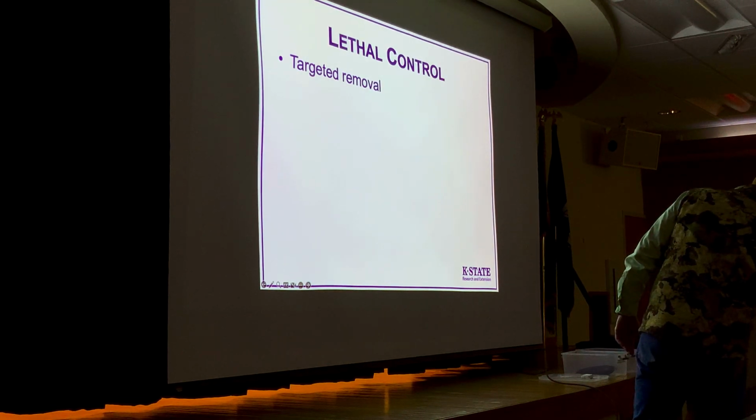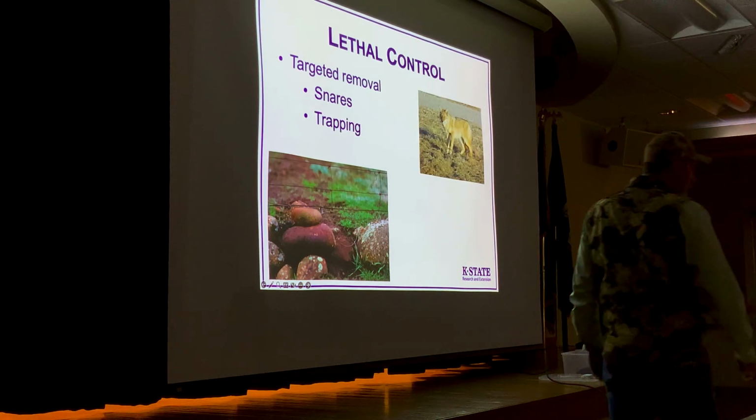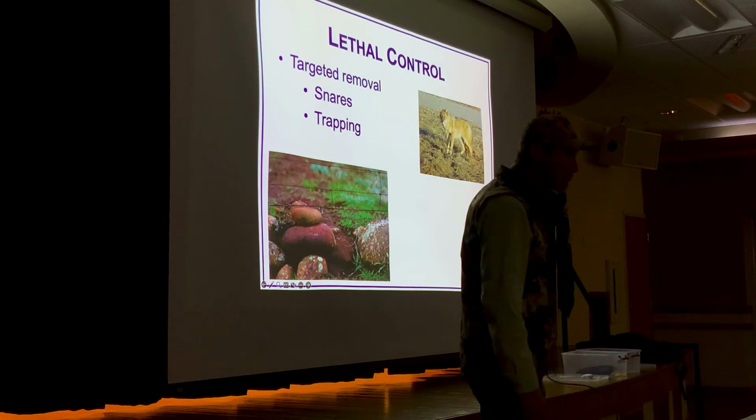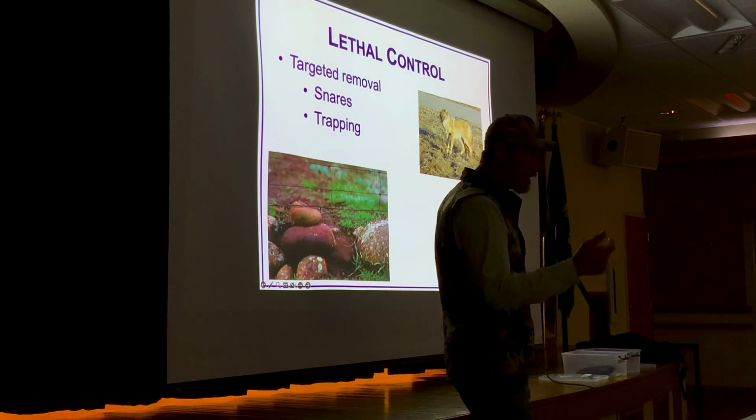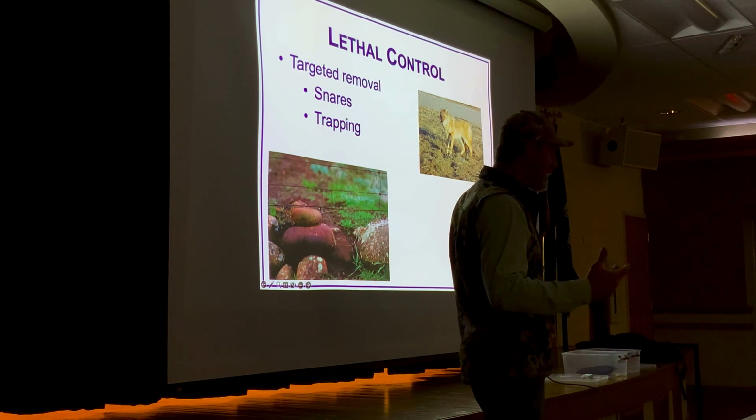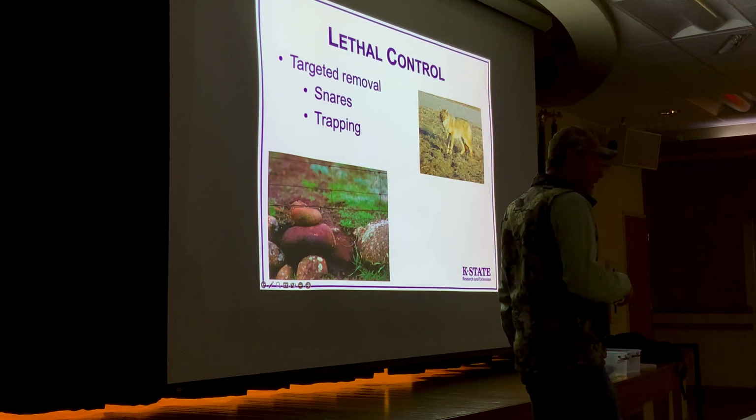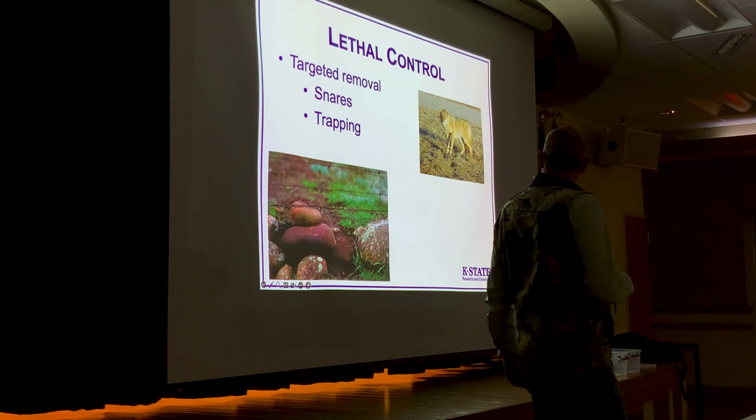So how do we do targeted removal? Snares are a very good tool if you've got the right kind of fencing and you can catch them coming in and out of the area where you're having losses. You know you're catching the coyotes that are coming in and out. Snares are also working all the time, and they're pretty efficient.